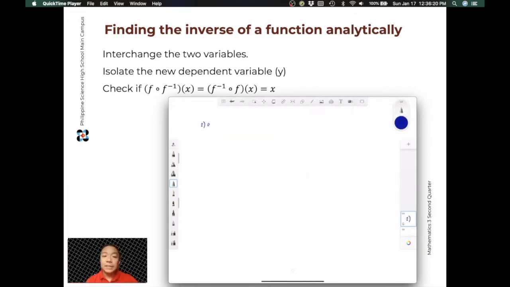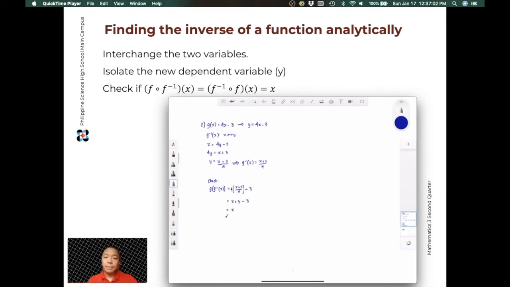For our second example, this is a linear function. G of x equals 4x minus 3. Then we write it as y equals 4x minus 3. Then, ang g inverse natin ay yung makukuha natin pag in-exchange natin si x and y. So, x equals 4y minus 3. We solve for y. 4y equals x plus 3 and y equals x plus 3 over 4. So, we write it, g inverse of x is equal to x plus 3 over 4. Again, g of g inverse of x. Dapat x to. So, this is just 4 times g inverse of x minus 3.